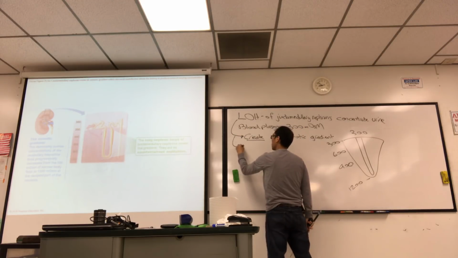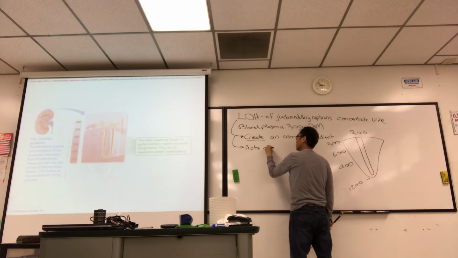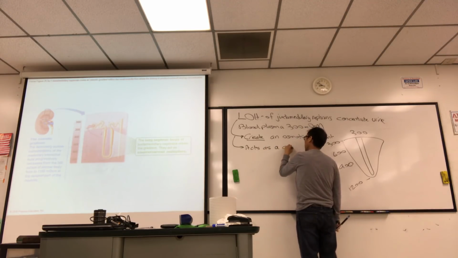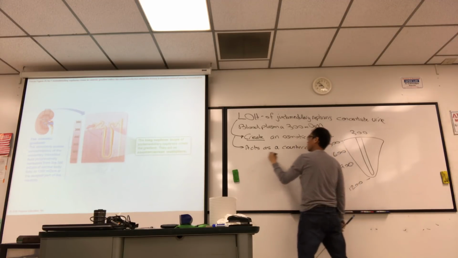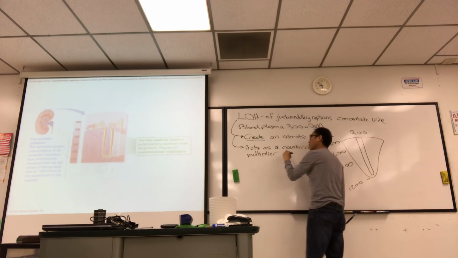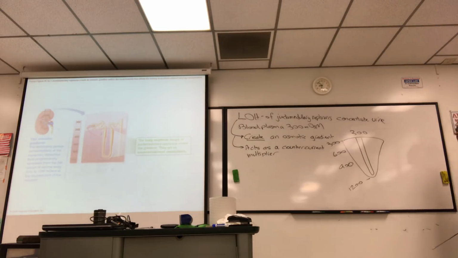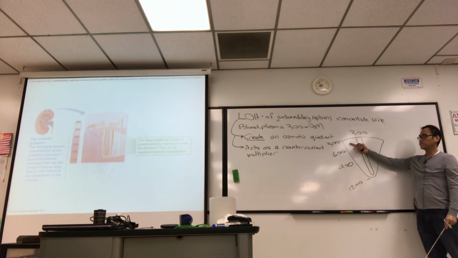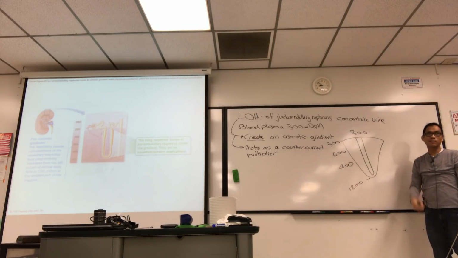The LOH acts as a countercurrent multiplier. So what is that? Well, something's multiplied. Well, it's obvious right here. What times 300 is 1200? 4. You multiply it 4 times from top to bottom. That's the multiplication.